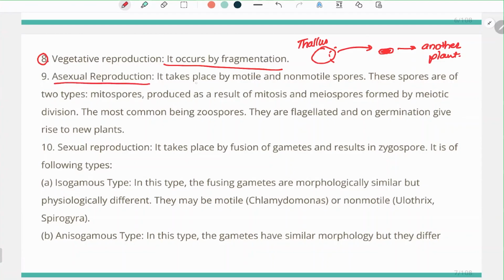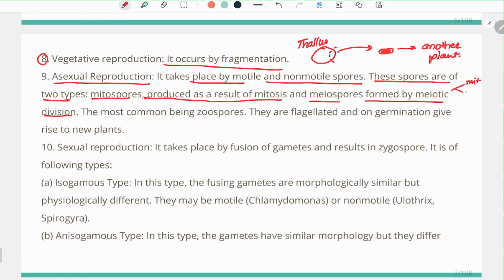Asexual reproduction takes place by motile and non-motile spores. These spores are of two types: mitospores, produced as a result of mitosis, and meiospores, which are formed by meiotic division. We know that there are two types of cell division: first is mitosis, and the other one is meiosis. The spores formed by mitosis are called mitospores, and the spores produced as a result of meiosis are called meiospores. So we have divided spores into two by the mode of cell division they have been through.